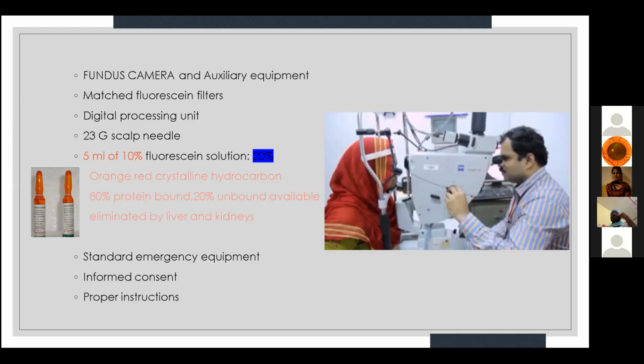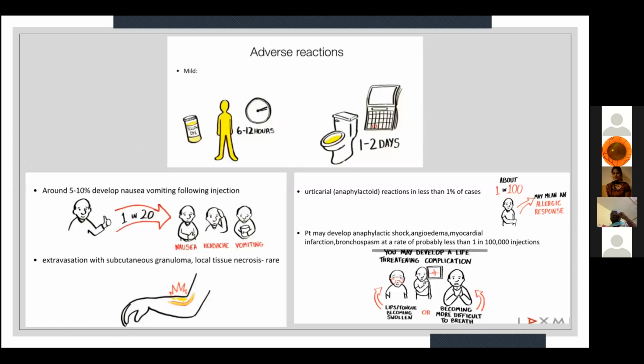The dye is eliminated by the liver and kidney, and we need emergency standard equipment standby. You should always inform the patient, take a consent from the patient, and then give proper instructions before starting the procedure and go ahead with the procedure. Adverse reactions which we see usually are discoloration of skin, urine discoloration noted for 1 to 2 days. Make sure you always tell the patient prior to the start of the procedure about these adverse reactions.